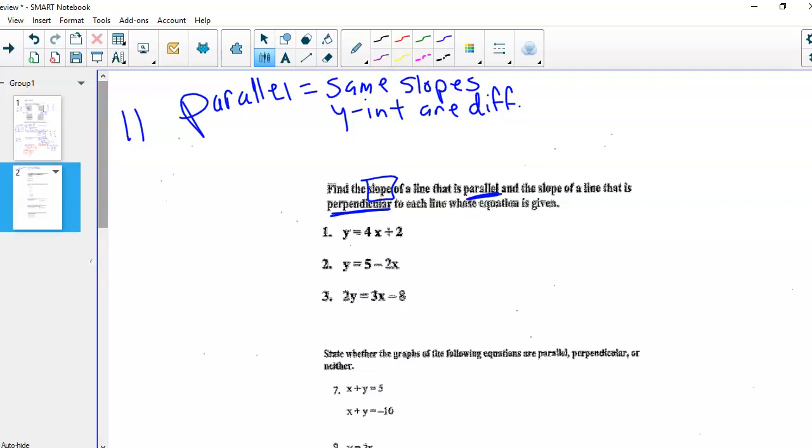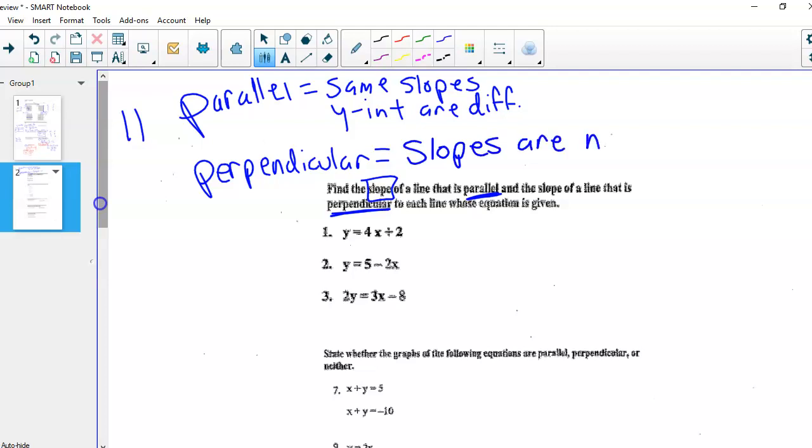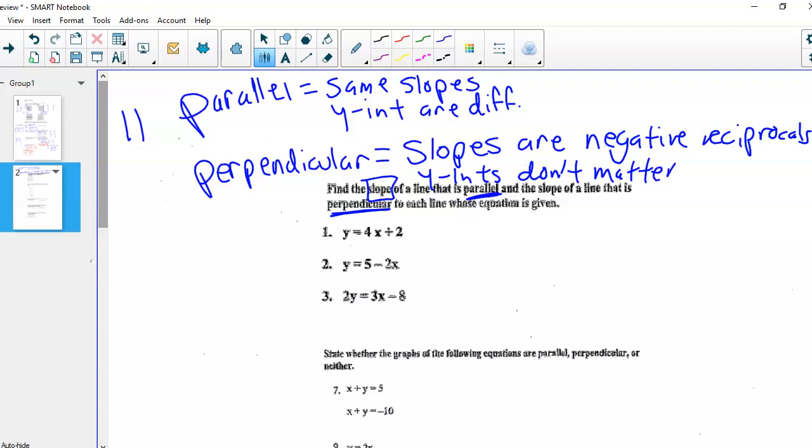I don't care. For perpendicular, what do we know about those slopes? Negative reciprocals. Slopes are negative reciprocals. And the y-intercepts don't matter. They could be the same, they could be different, it doesn't matter.